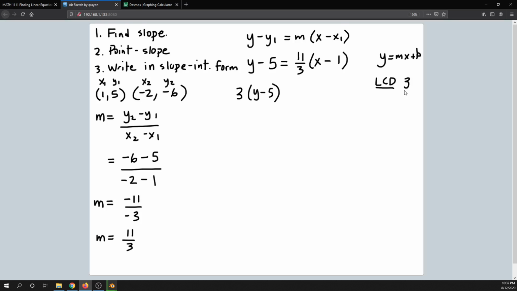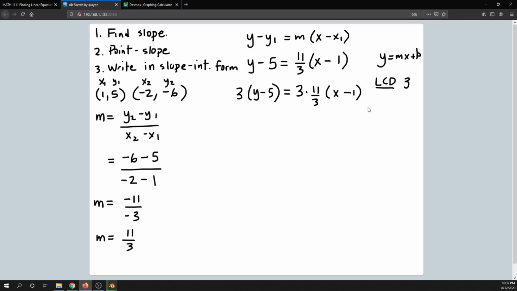And if you remember back when we were solving rational equations, the reason we were doing that was to clear the fractions from the equation and make it easier to deal with. So that's exactly the same thing here. So we are multiplying both sides by 3. And now remember, my goal here is to solve for y.